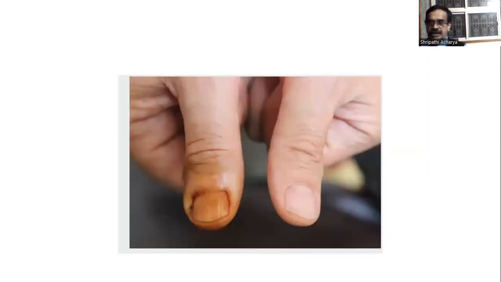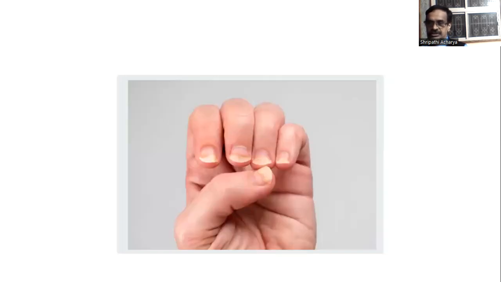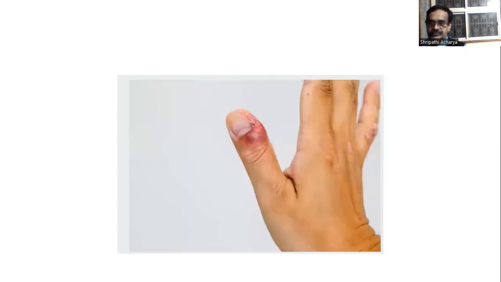The other patient where the right thumb is affected, there is development of paronychia. You see, the nail bed is inflamed and swollen. Nail color is also changed. The other patient is having paronychia. The nail bed and nail are affected. Here you see the thumb is affected.